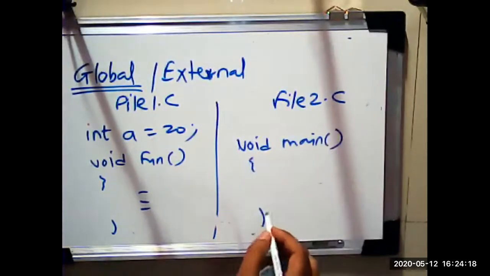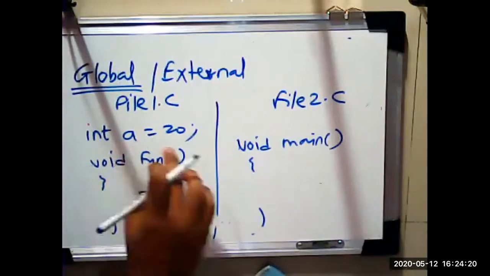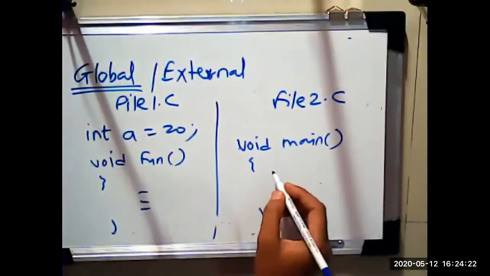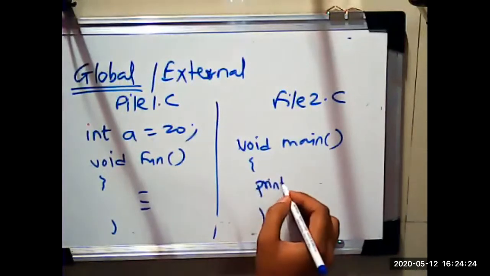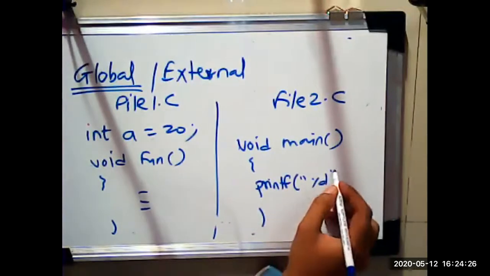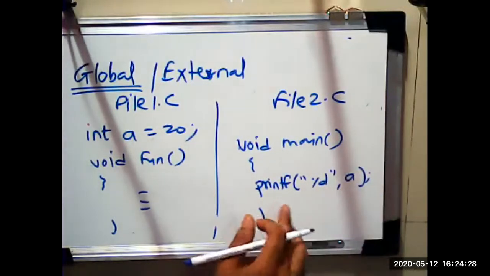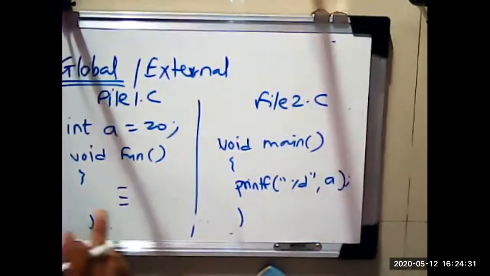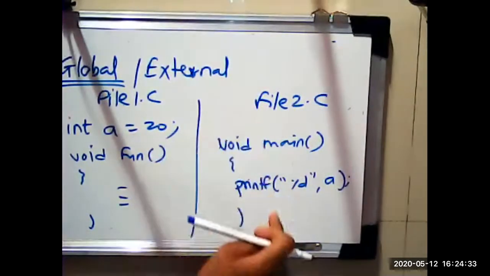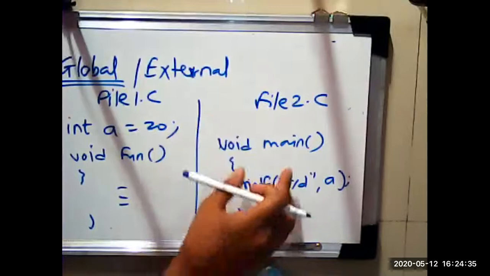ओके, आणि ह्या मेन फंक्शन मध्ये आता तुम्हाला काय करायचं, हा ए आहे ना, हा ए इथे ऍक्सेस करायचा आहे. जर तुम्ही ए डायरेक्टली इथे प्रिंट केला, printf %d a, so here you will get an error. इथे एरर येईल का? कारण ए हा या फाईलला माहिती नाही की ए हा काय आहे. What is a? This file doesn't know.